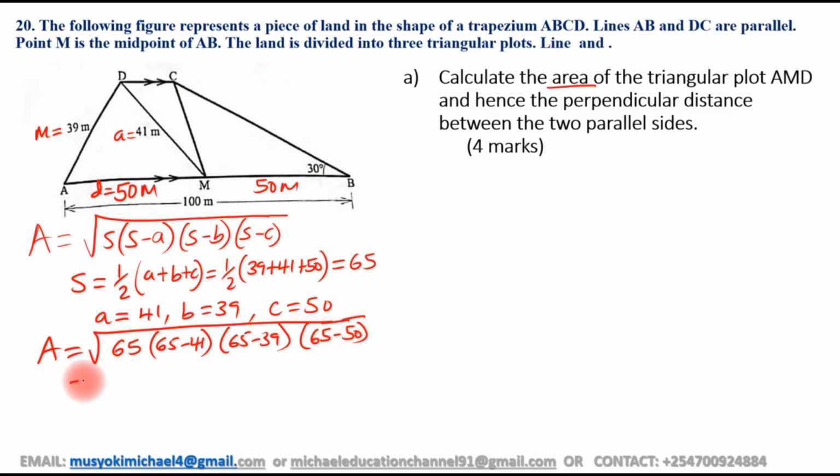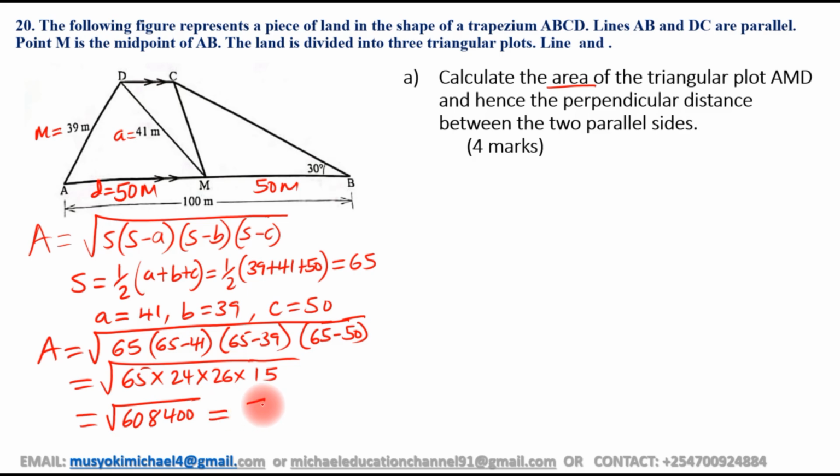So if we work this out, this will be 65 times 65 minus 41, that is 24, times 65 minus 39, that is 26, times the other one, which is 15. So we work it out, square root of 608,400, we get 780 meters squared. So that is the area of triangle AMD.